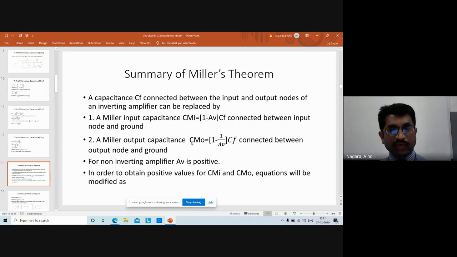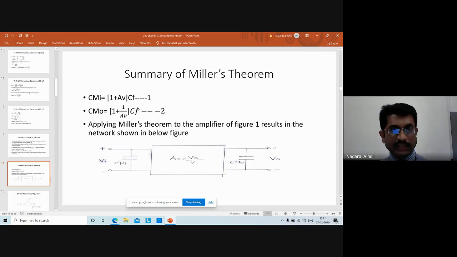If we consider a non-inverting amplifier, the output voltage is plus times the input voltage. V0 is equal to plus A into Vi. That is, the gain is positive for the non-inverting amplifier. So for the non-inverting amplifier, this equation will become CMI is equal to 1 plus AV into CF, and CM0 will be 1 plus 1 upon AV into CF. That is what I have written here.